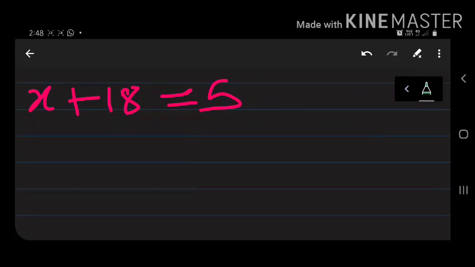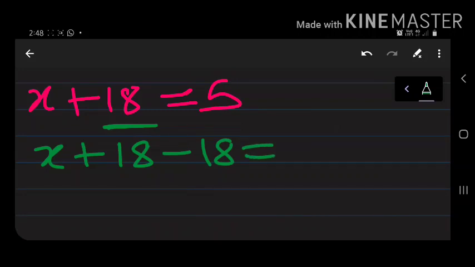So let's get back to our problem. x plus 18 equals 5. We want to find the value of x. So let's eliminate 18. So x plus 18 minus 18 equals 5 minus 18, subtracting 18 from both the sides. So we get x equals, what is 5 minus 18?